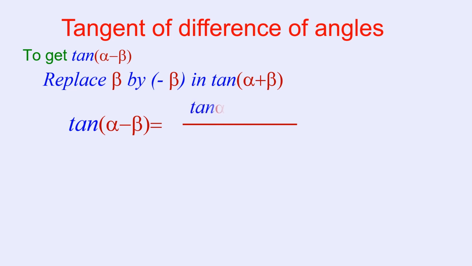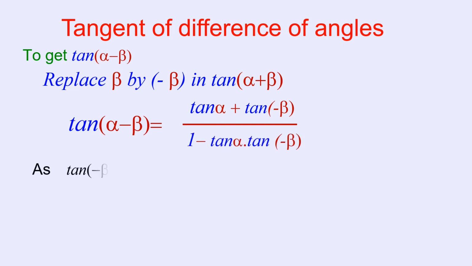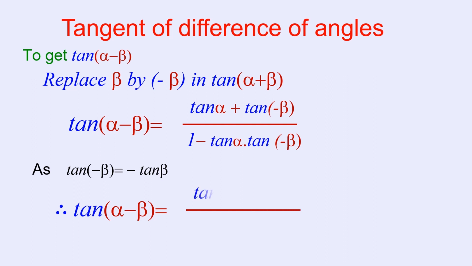Tangent or tan of difference of angles. To get tan alpha minus beta, replace beta by minus beta in tan alpha plus beta, as we know that tan minus beta is equal to minus tan beta. Therefore, tan alpha minus beta is equal to tan alpha minus tan beta divided by 1 plus tan alpha into tan beta.